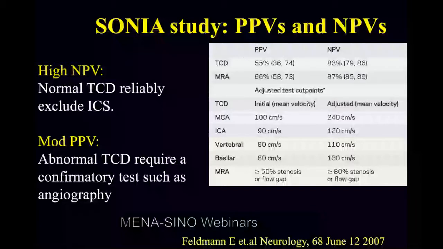What does this mean? It means that with a high negative predictive value, if you have normal velocities, that very much excludes intracranial atherosclerotic disease or intracranial narrowing. Whereas the positive predictive value is a moderate 55%, which means that if you have an abnormal TCD, you need to confirm it, and I recommend you confirm with a CT angiogram or MR angiogram. I lean more toward CT angiogram because it has better accuracy compared with the catheter angiogram.